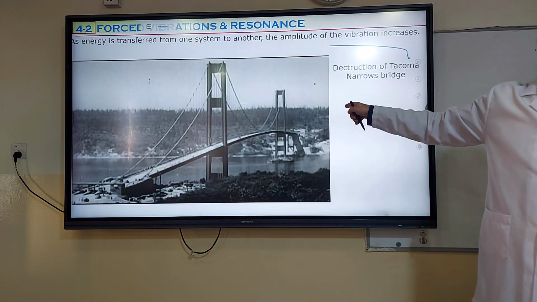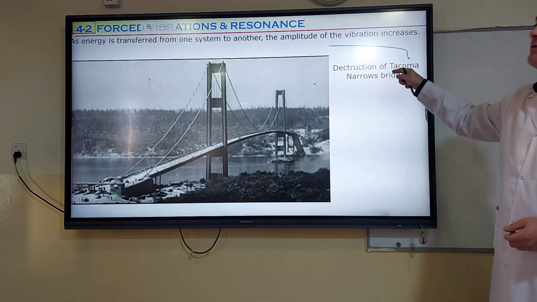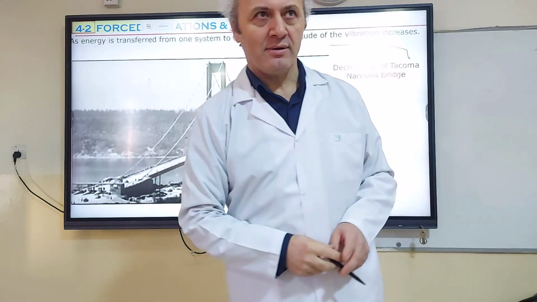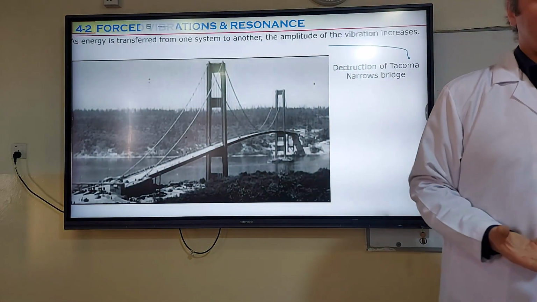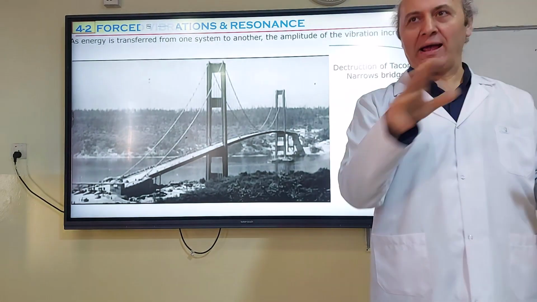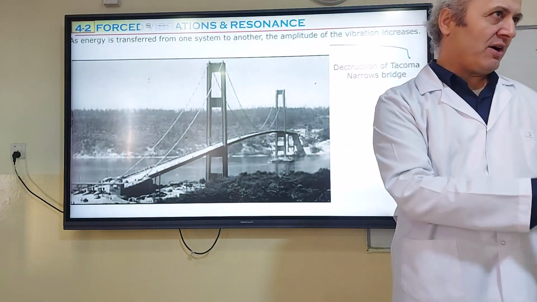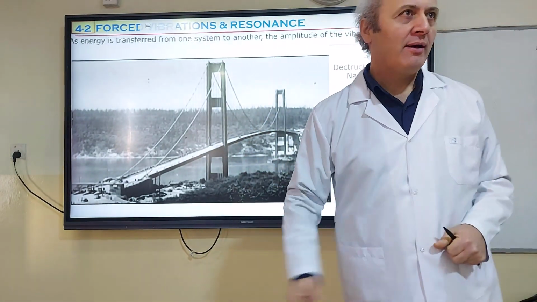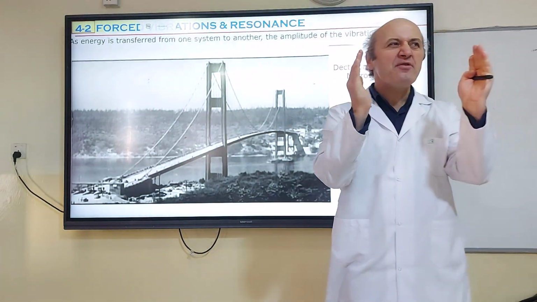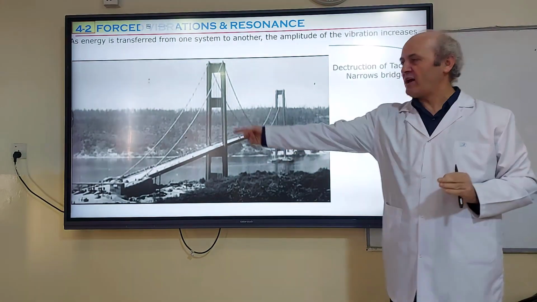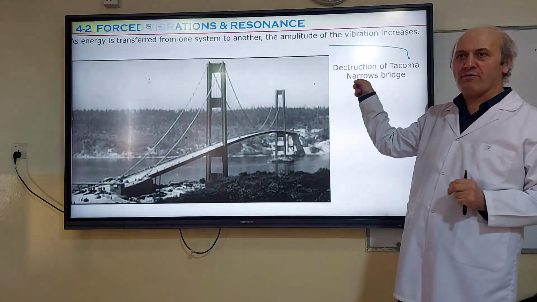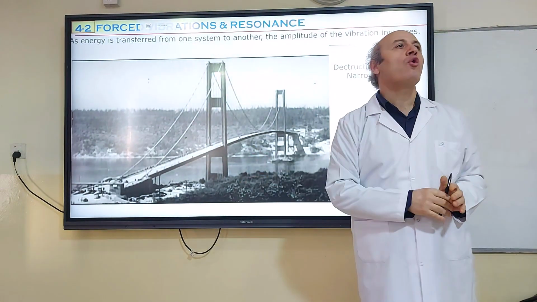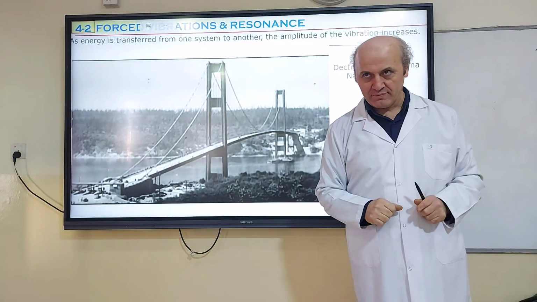This one is in the book. Destruction of Tacoma Narrows Bridge. This bridge was constructed in the 1940s. But to be economic, because the 1940s were World War times, so generally countries are using their money for war, not for developing the country. So they made a bridge in the narrowest place in the channel. Narrow, that's why it's called Tacoma Narrows Bridge. Narrower place, but this construction is horrible. It's a mistake of engineering.